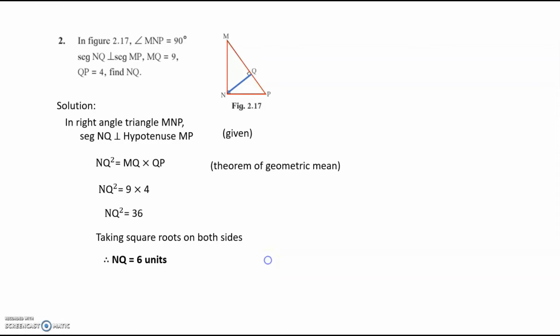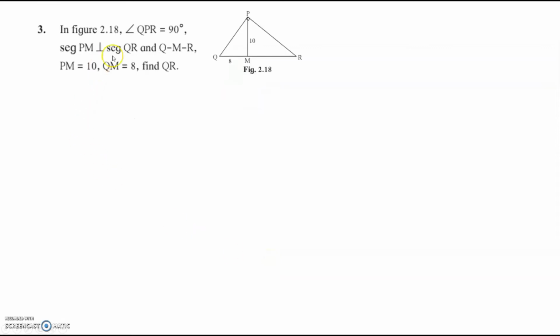Let's move on to the third sum. In figure, angle QPR is 90 degrees. Segment PM is perpendicular to segment QR and Q-M-R. So PM is perpendicular to QR and Q-M-R. PM is 10, QM is 8, find QR. So let's write the solution.